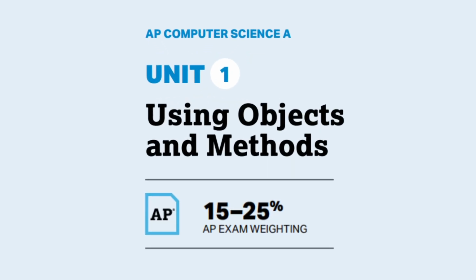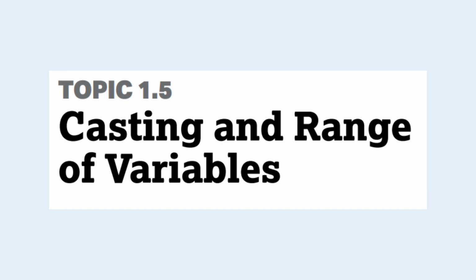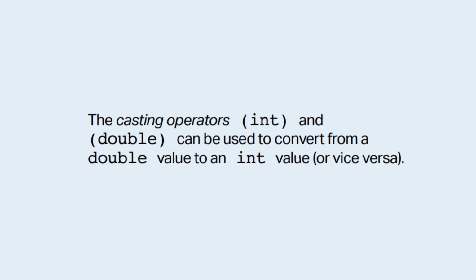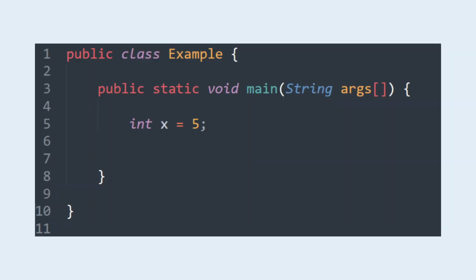First is Unit 1, using objects and methods, making up 15 to 25% of the exam. And in this video, we're going to be covering topic 1.5, casting and range of variables. The casting operators (int) and (double) can be used to convert from a double value to an int value, or vice versa. Let's say we have an integer variable x that holds 5.